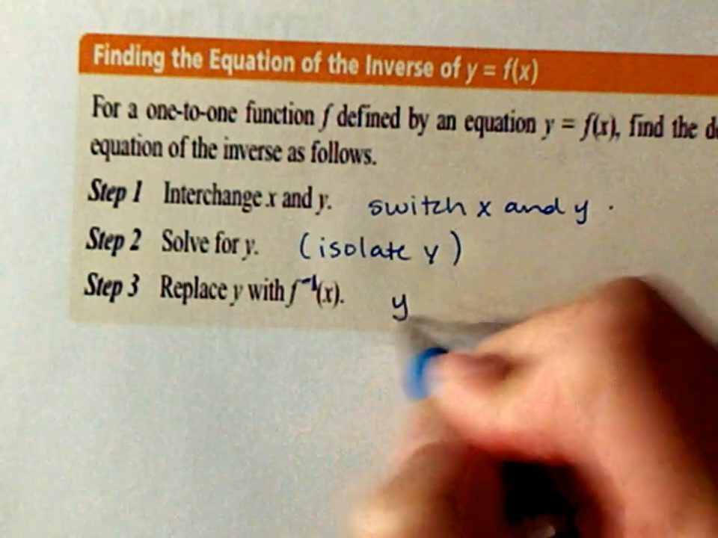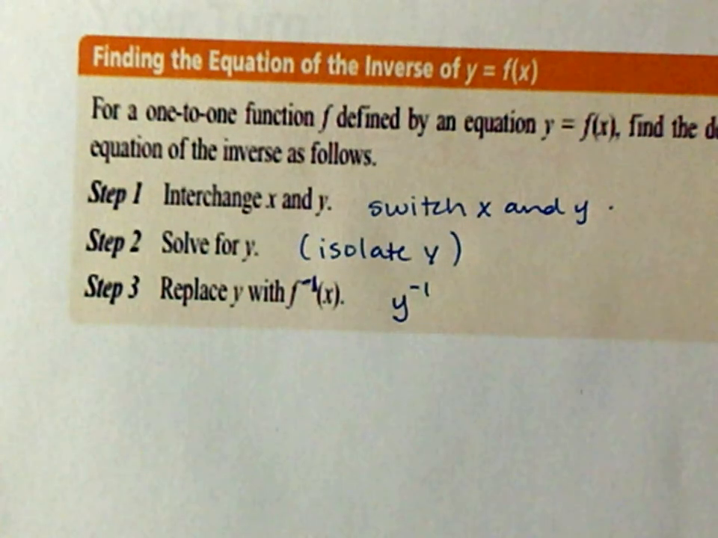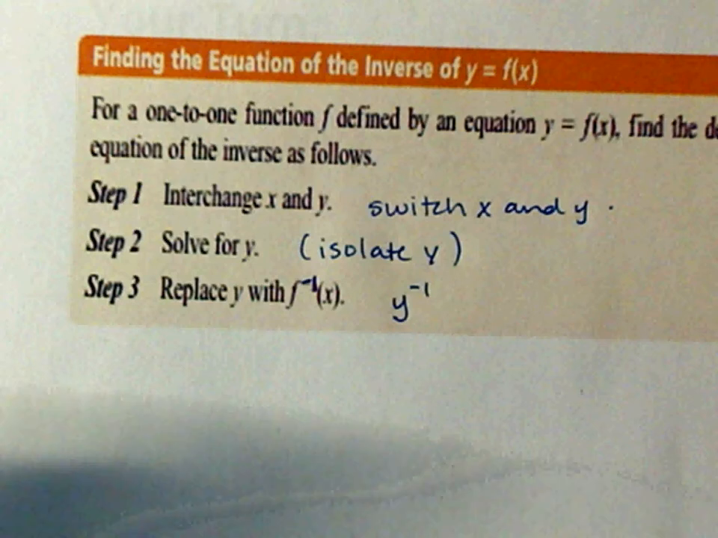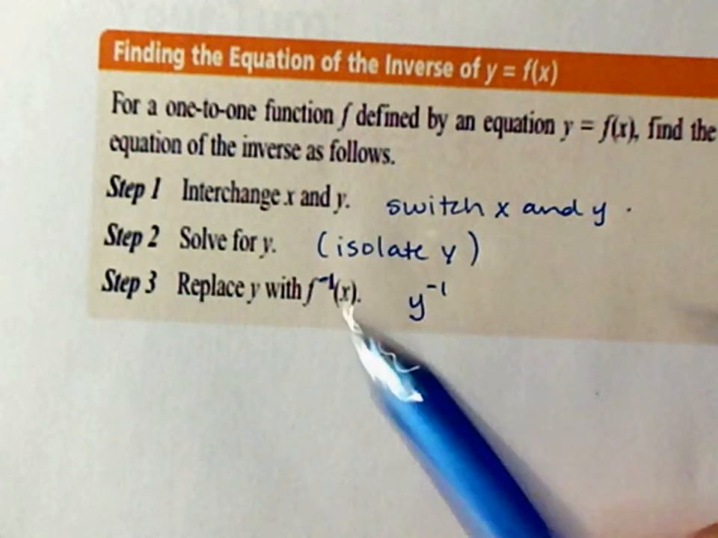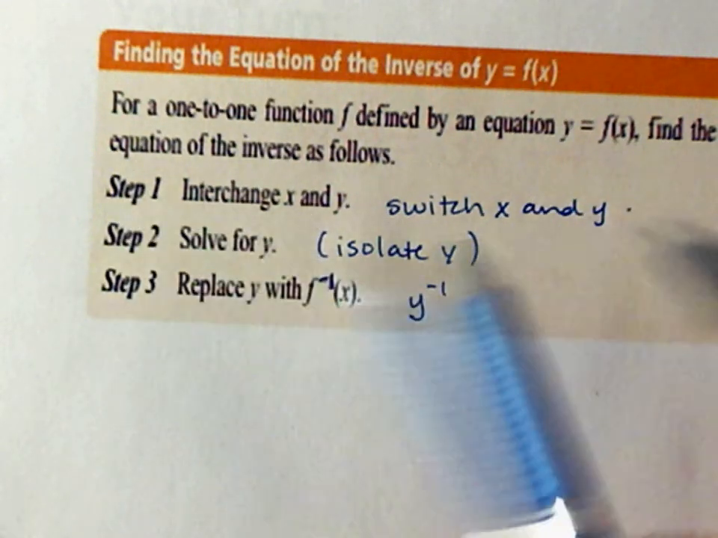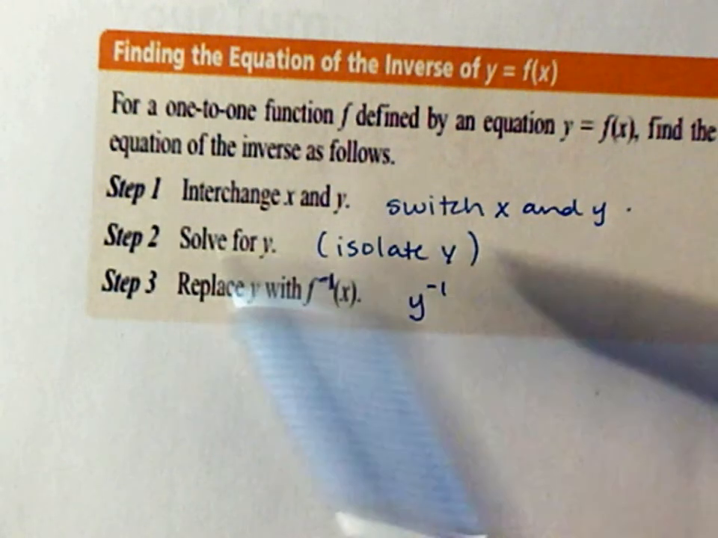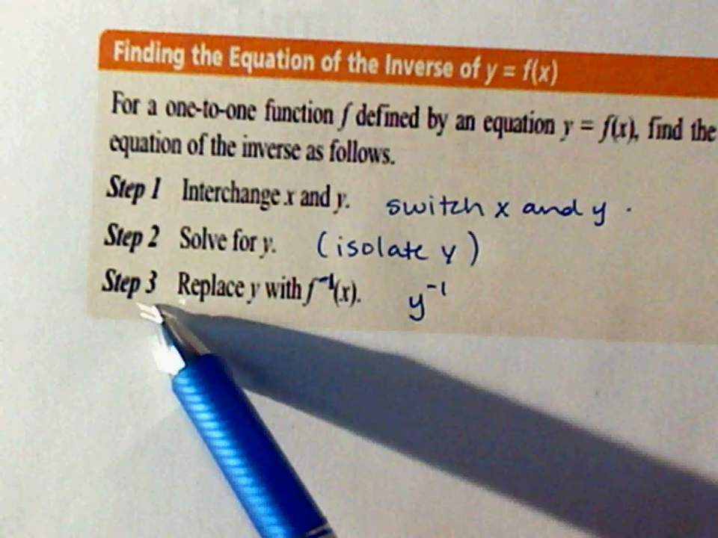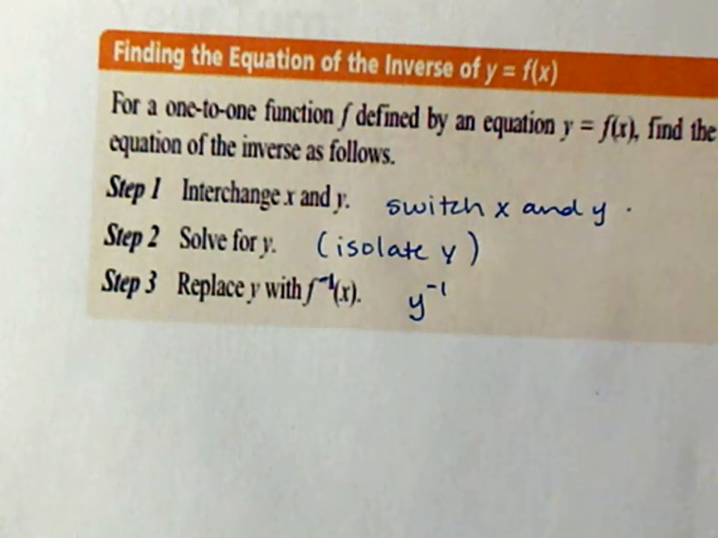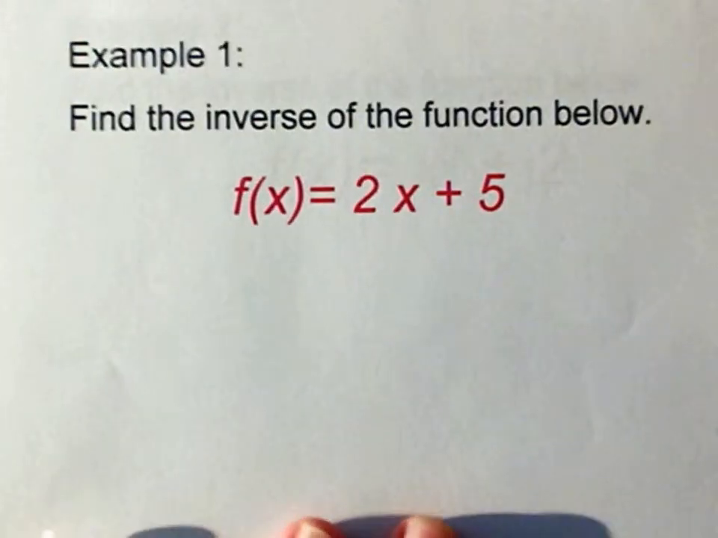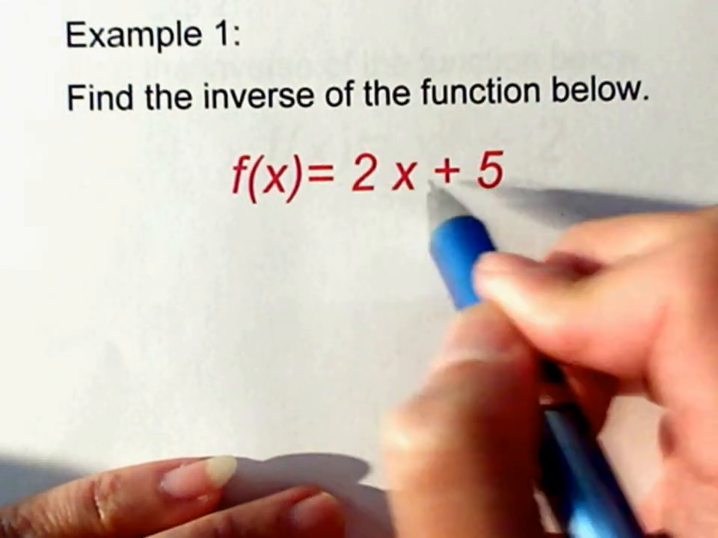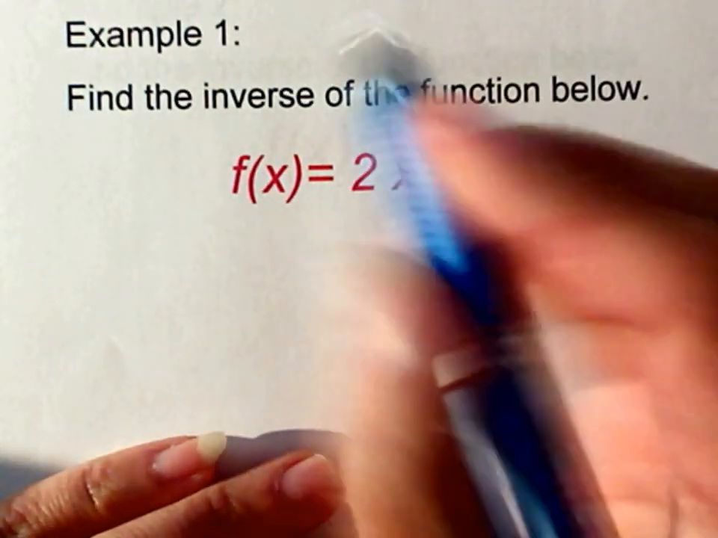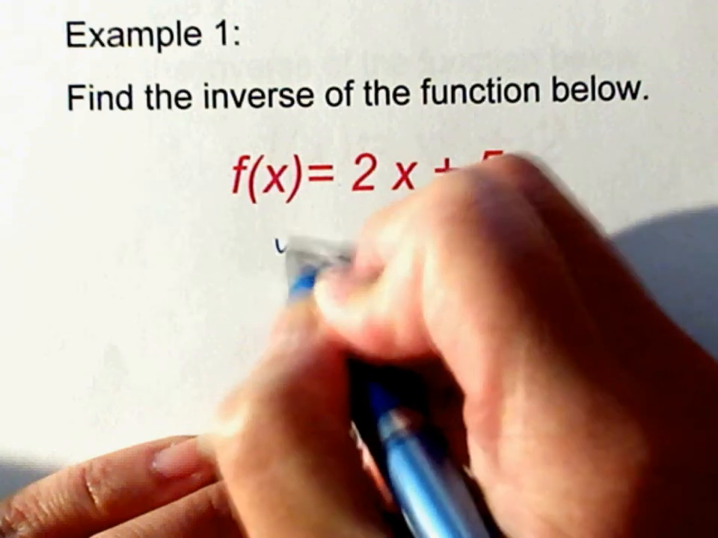You're going to solve for y like you have done before. So basically, you are going to isolate y by itself. And then you're going to replace it with f to the negative 1. You can also write it as y to the negative 1, and I will accept that. So let's take a look at our first example. Number 1, step 1, remember, switch x and y. Step 2, isolate the y. Step 3, replace it with f to the negative 1.